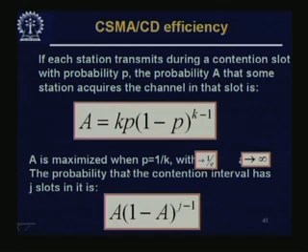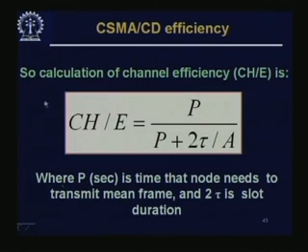So, A is maximized when p is equal to 1 by k, with A tending to 1 by e as k tends to infinity. The probability that the contention interval has j slots in it is A into 1 minus A to the power j minus 1. So, the calculation of channel efficiency would be P by P plus 2 tau by A, where P is the time that a node needs to transmit a mean frame and 2 tau is the slot duration, which means that if P is large, that is if you are sending large frames, the channel efficiency increases.